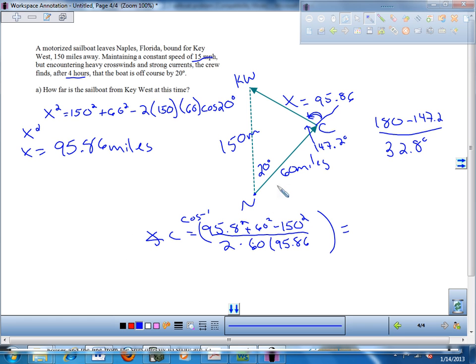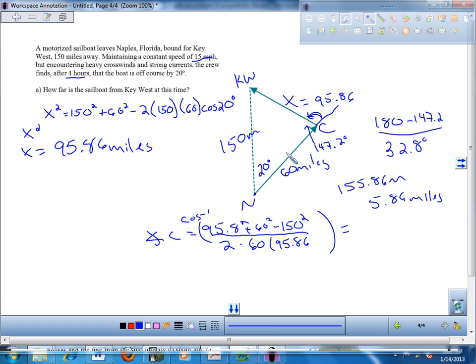And then the next question says, how far did he go out of his way? Well, if he went 60 miles this way and 95.86 miles this way, he went 155.86 miles. So how many miles did he go out of his way? 5.86 miles. So he only went off course by 5.86.